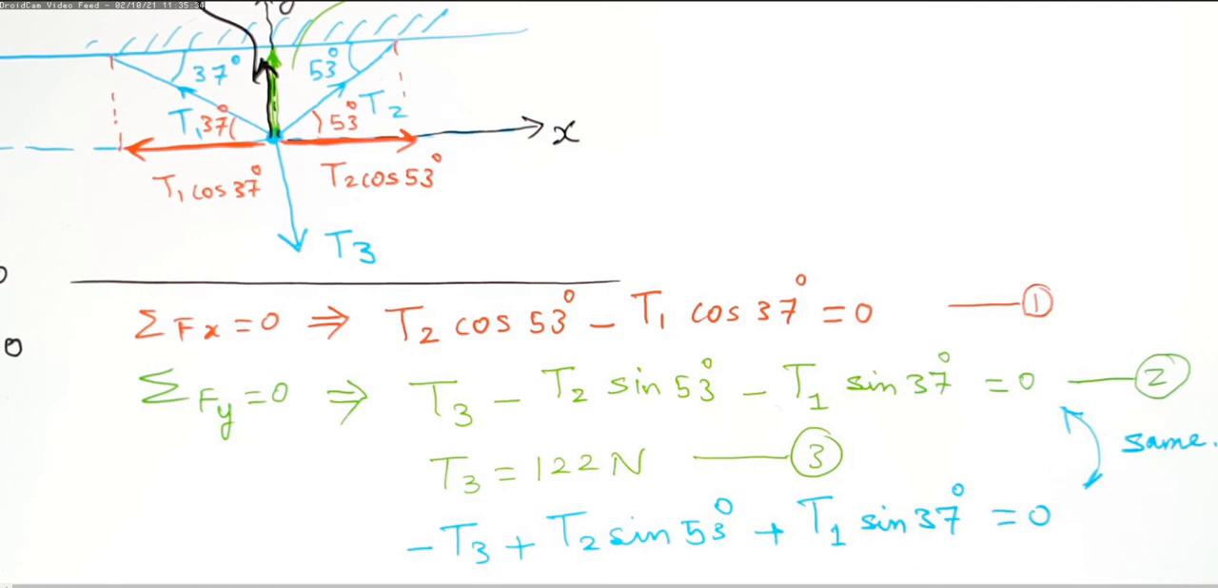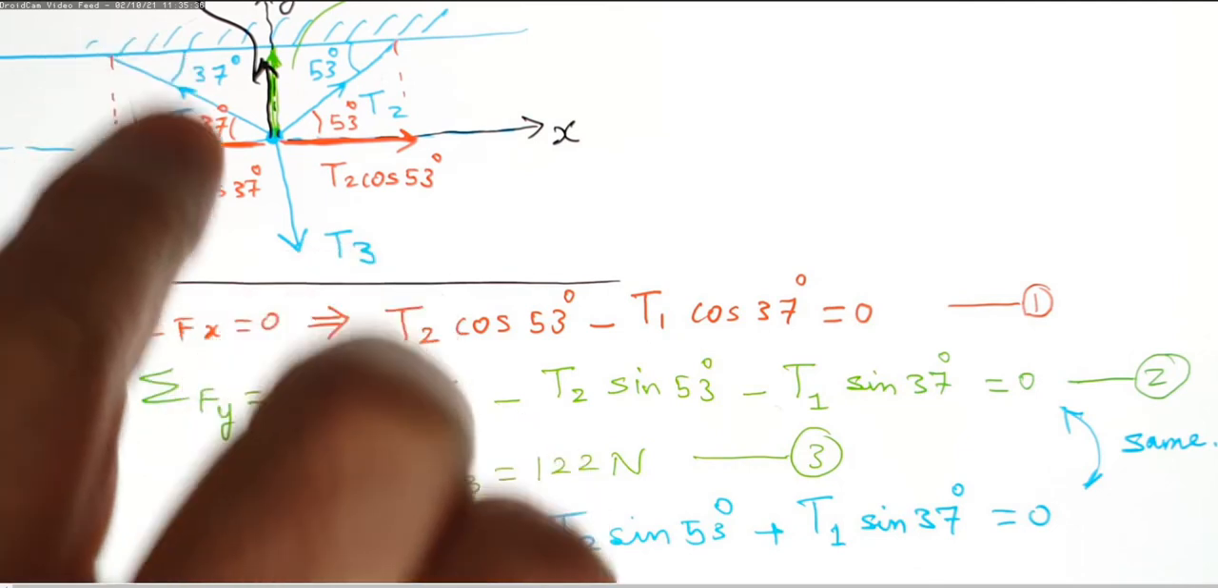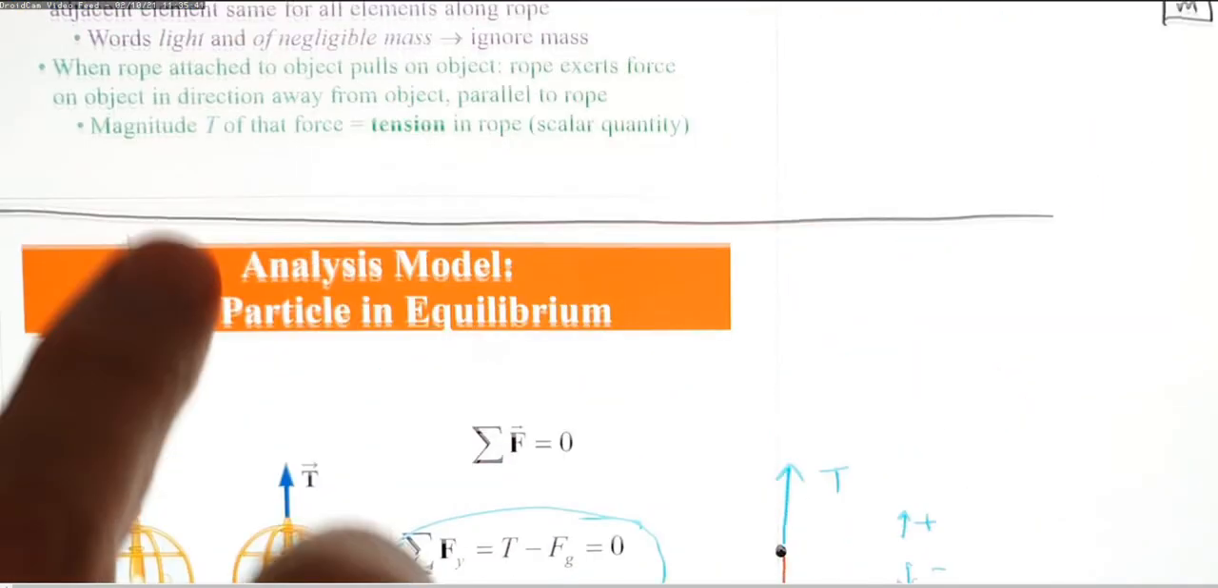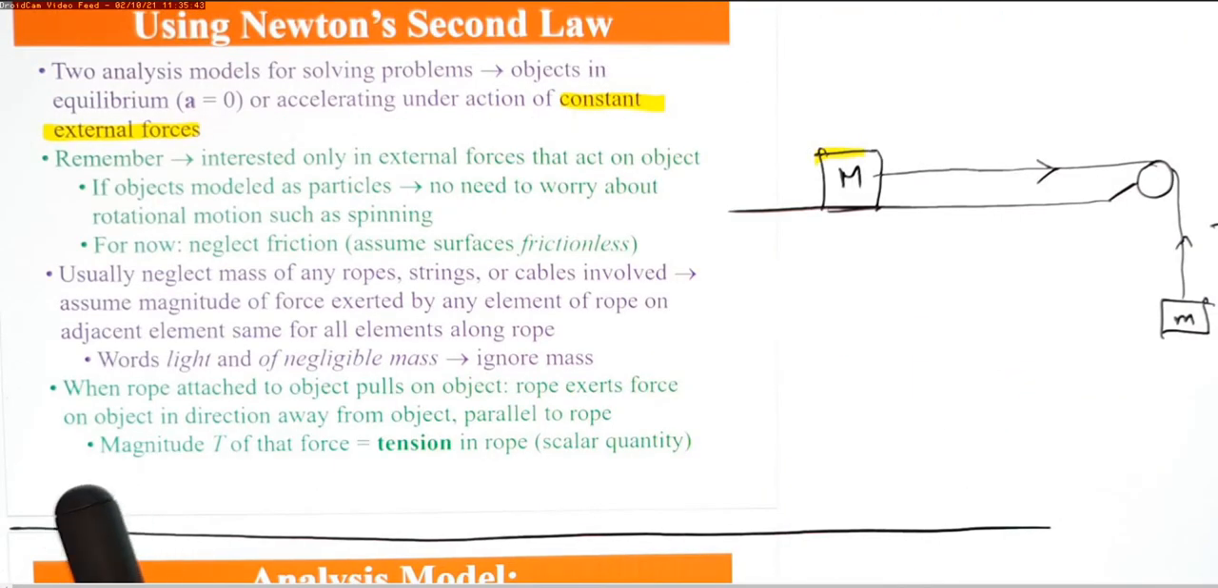Tension has no direction. Remember when we talked last lecture? Tension is not the same as the normal force. The magnitude T of that force, the tension in the rope, is a scalar quantity. What's the meaning of that? It means that, depending on what you are solving, tension could be considered up or down, to the right or to the left.